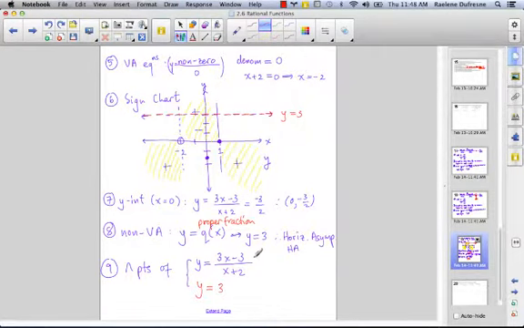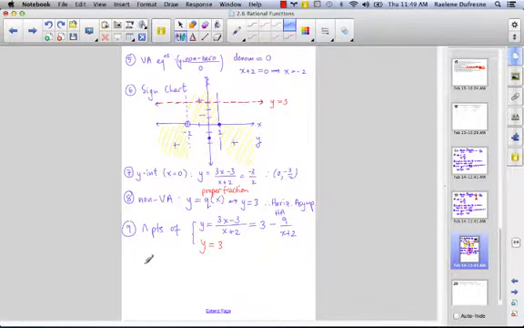We set the blue y equal to the red y, but we also know that the red y had a proper fraction form. This is improper. The proper fraction form was 3 minus 9 over x plus 2. So if we take this expression and set it equal to the red 3, we end up with 3 minus 9 over x plus 2 equal to 3.